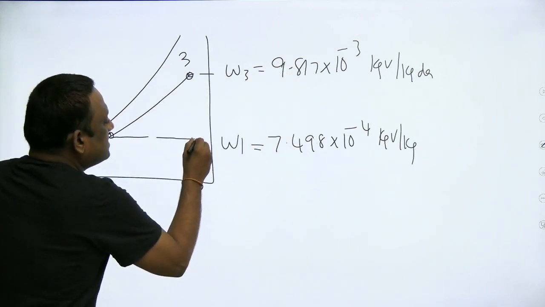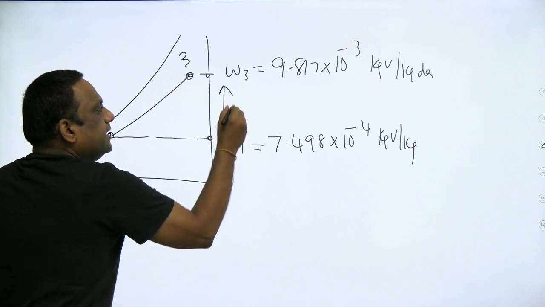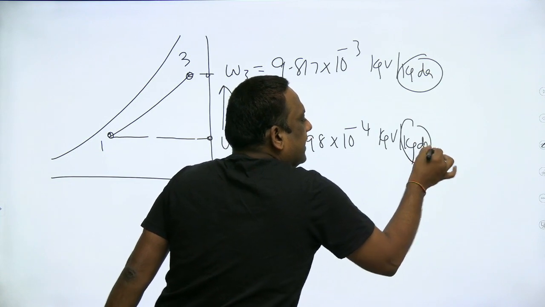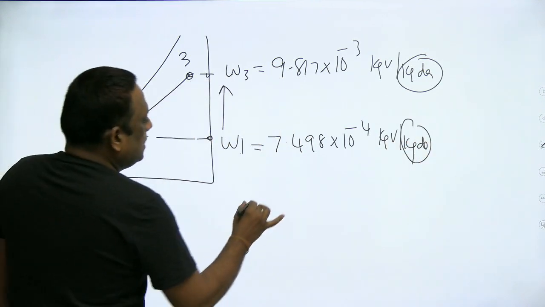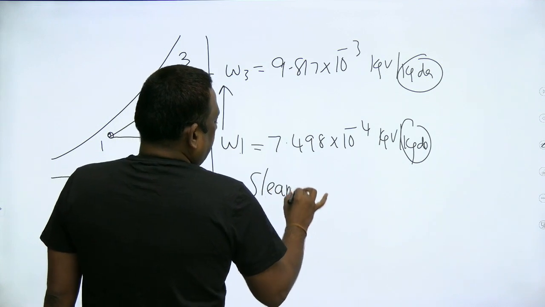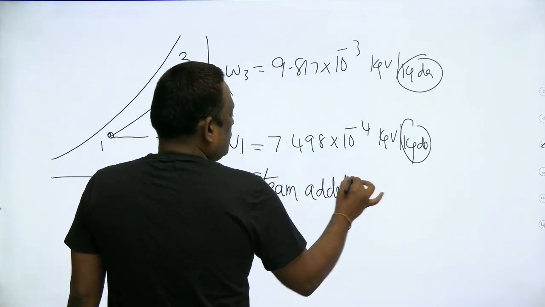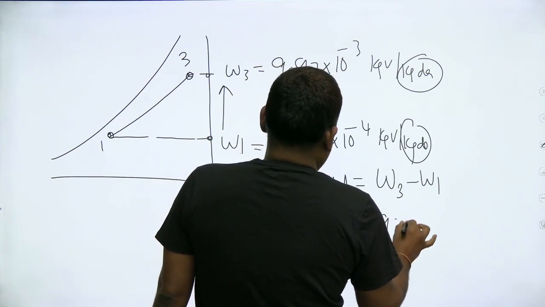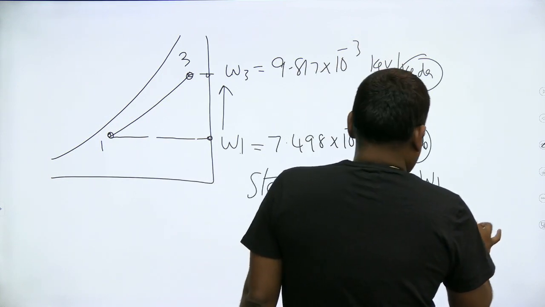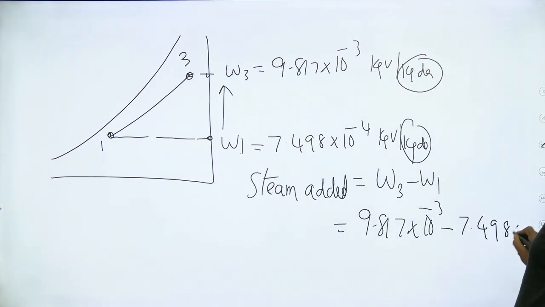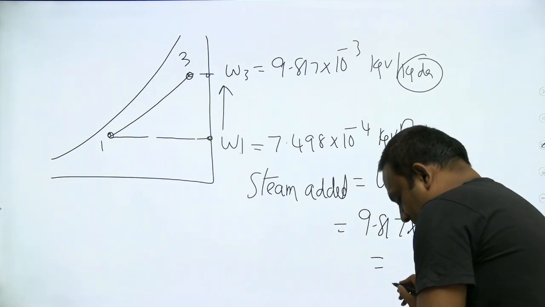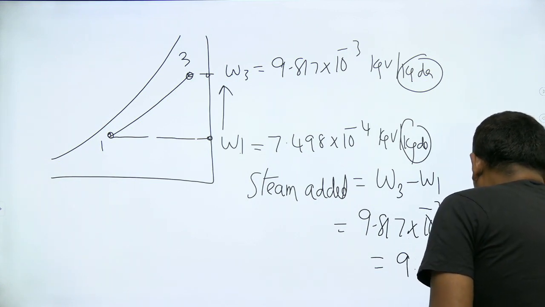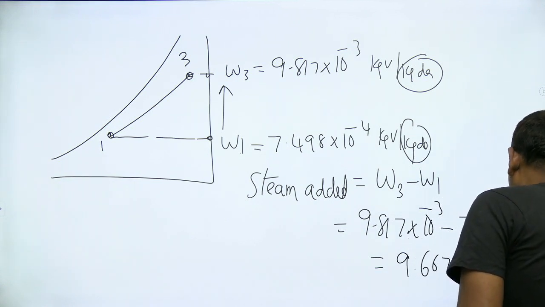Now tell me, how much is the increase in moisture? From 1 to 3, it will be omega 3 minus omega 1. But all are for 1 kg of dry air, and he is also asking for 1 kg of dry air. So therefore, the moisture added will be equal to omega 3 minus omega 1, which is 9.817 into 10 raised to minus 3 minus 7.498 into 10 power minus 4, and this turns out to be 9.667 into 10 power minus 3 kg of vapor per kg of dry air.